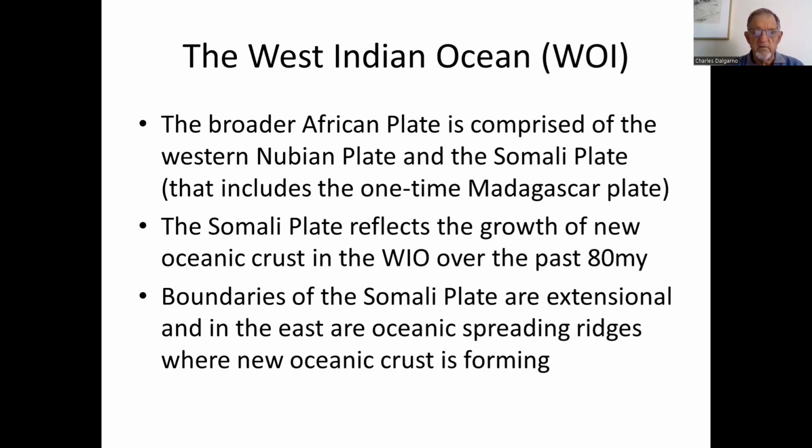And the Somali Plate reflects the growth of new oceanic crust in the West Indian Ocean over the past 80 million years, as in fact does the Indian Plate, which has the mirror image. And the boundaries of the Somali Plate are extensional. In the east, they're oceanic spreading ridges, and new oceanic crust is forming here. That's as India moved northward, the plate on which it lay tended to close oceans to the north, the Tethyan oceans, which existed for several hundred million years in the Eurasian region.